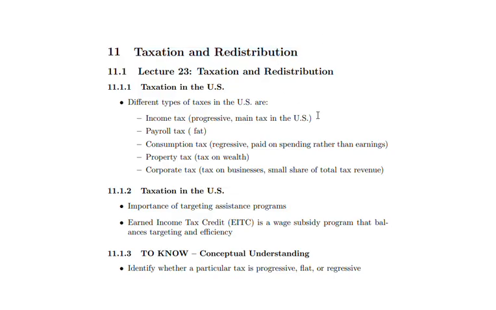The next part is taxation and redistribution. The taxation in the US. There are 5 types of tax: income tax, payroll tax, which is like VAT, consumption tax, property tax, wealth, and corporate tax.